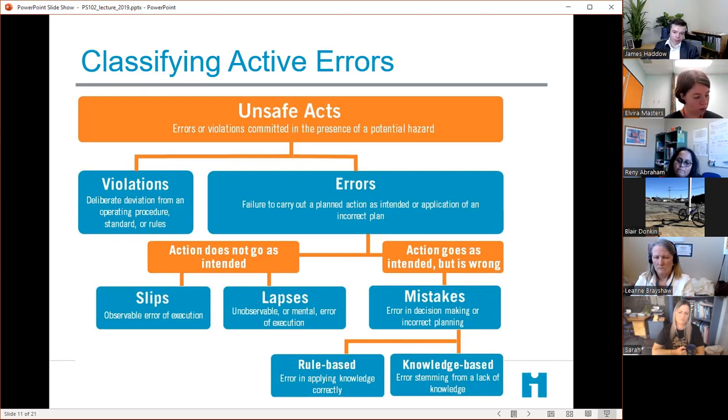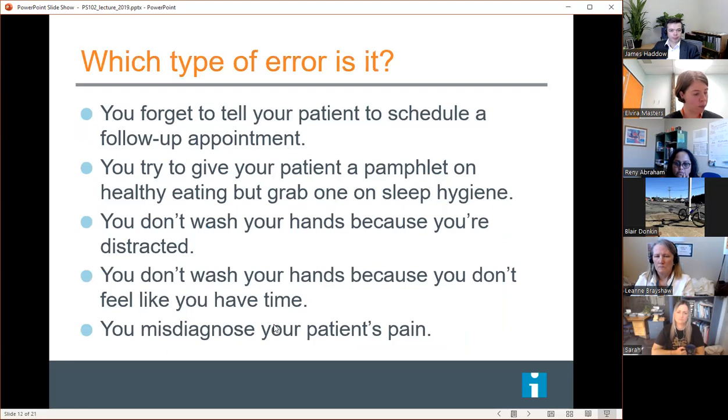And then the knowledge-based mistake is where you didn't have the right knowledge, or you had incorrect information to begin with. And so that led, even though your process in coming up with a decision was the right way to do it, you were always going to get the wrong decision because the underpinning knowledge was either lacking or incorrect. So that's a good way to think about unsafe acts.